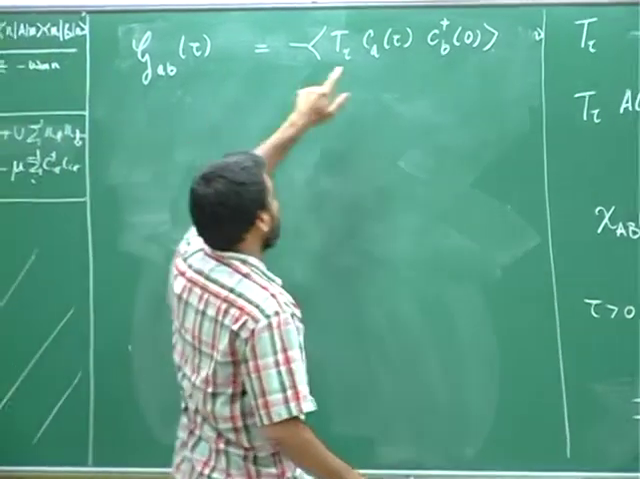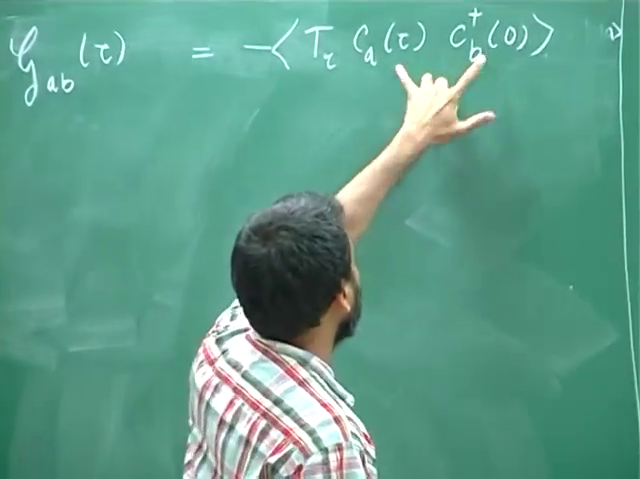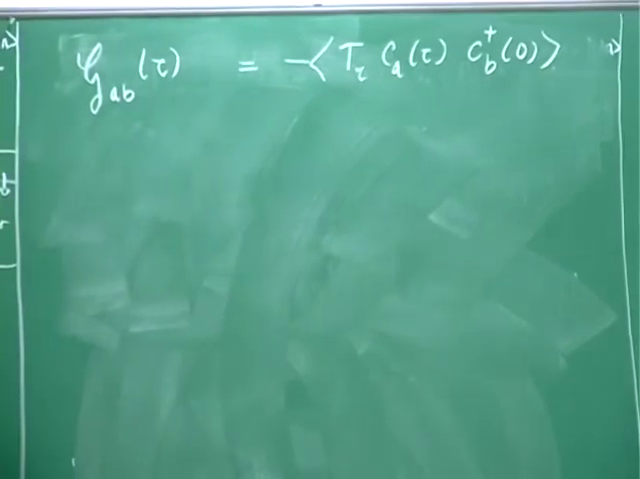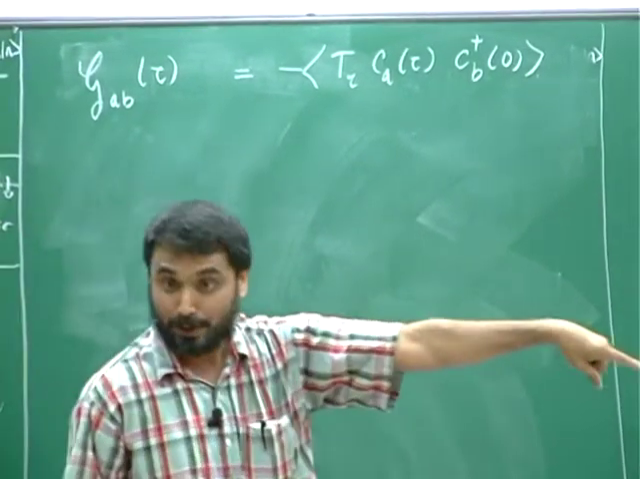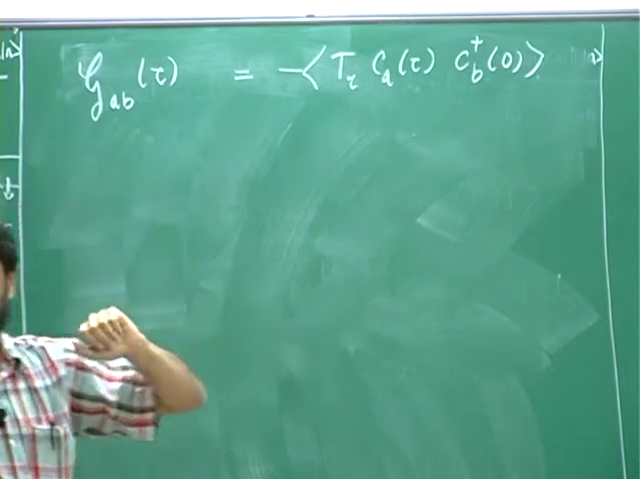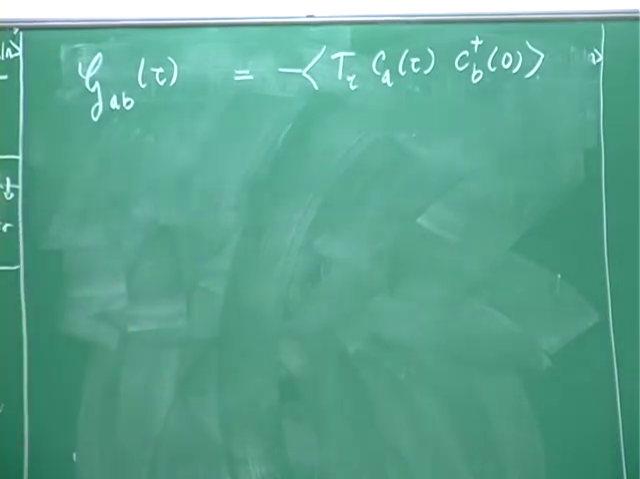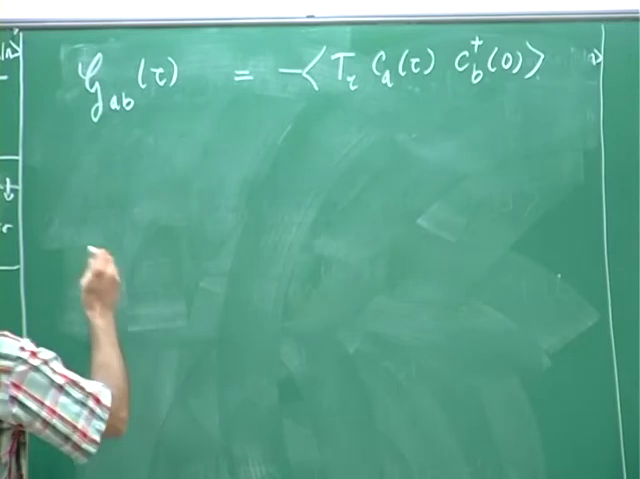So this is the object, and in our case, if you want to make a connection to this, these two are fermionic operators, so we should use all the fermionic formulas. That's the idea. So that's the definition of this object. Let's try to calculate this object for free particles. For free particles, let's try to understand what this object is.